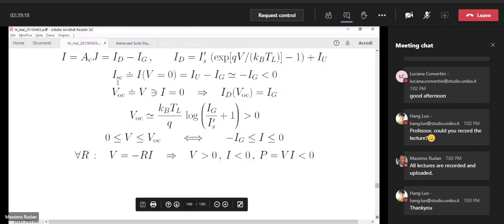So you remember we defined the short circuit current as the current at V equal to 0. Okay, so it is I_U minus I_G, and if we have enough optical generation, I_G dominates, so it is practically equal to minus I_G.